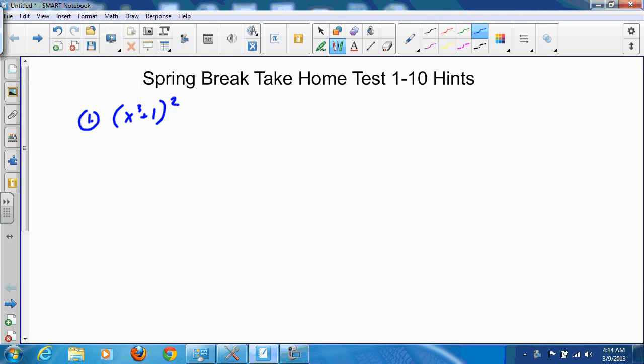Okay, let's take a look at the first 10 questions on your take-home test. I'll give you a few hints and pointers here on some of the ones that might be troubling for you. Number one should be fairly easy.